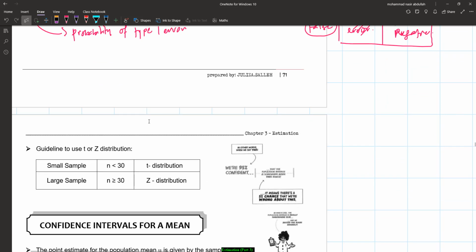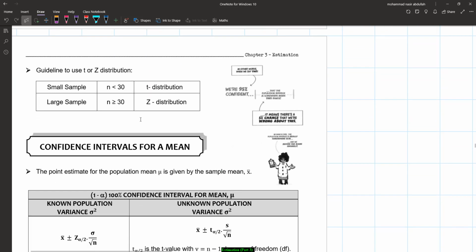Right, so now let's look at the guideline of using the T or Z distribution. As I mentioned in the previous lecture, the Z distribution is a standard normal distribution. Why? It came from a normal population, so we want to estimate the value by using a standard normal distribution.